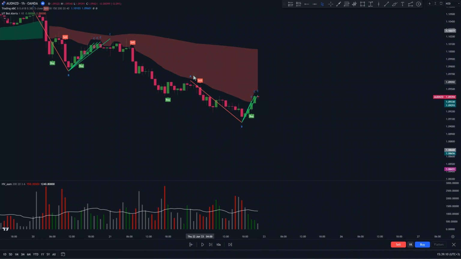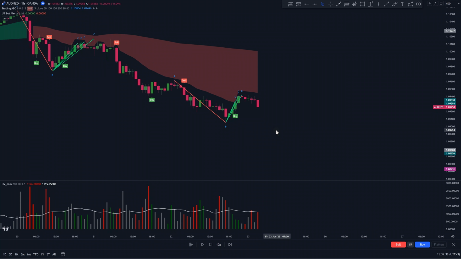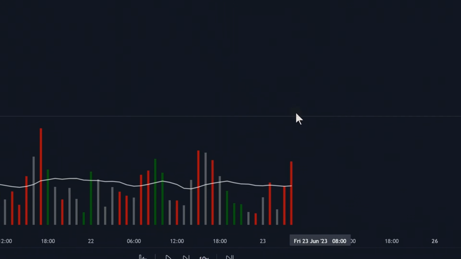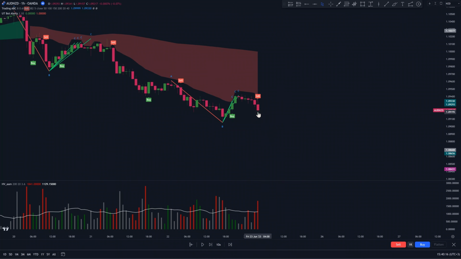After the ABC pattern is printed, we can't just enter a trade. We need an extra confluence to reinforce our confidence in this particular setup. That's why we're gonna wait for the UT bot alert indicator to print a sell signal. This sell signal increases the probability of the price continuing in this overall bearish trend. This becomes our entry candle. As a last confirmation, we want to make sure that this candle has enough momentum and volume to push the price all the way to take profit.